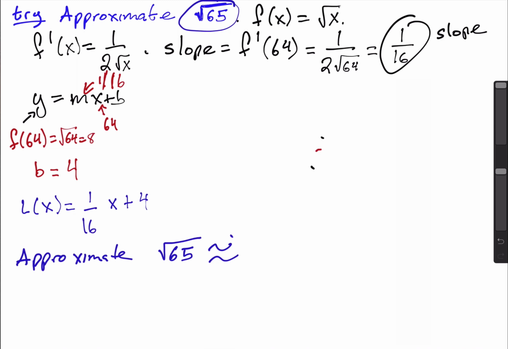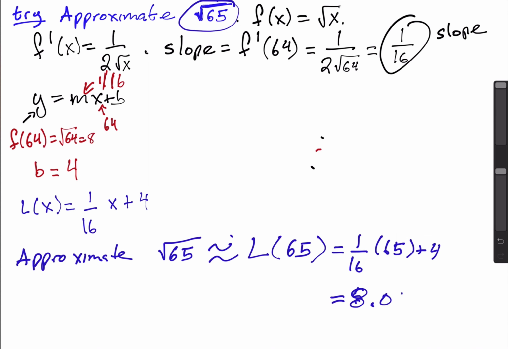This is approximately equal to evaluating the tangent line where? At 65. Notice, not at the square root of 65. You're evaluating the tangent line at 65. Is it clear why we're doing that? Or is there a question why that is? No? You guys are okay? Okay, all right. So this is 1/16 times 65 plus 4. And what is that? 8.0625.